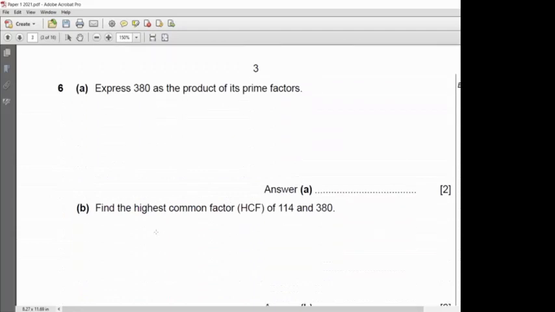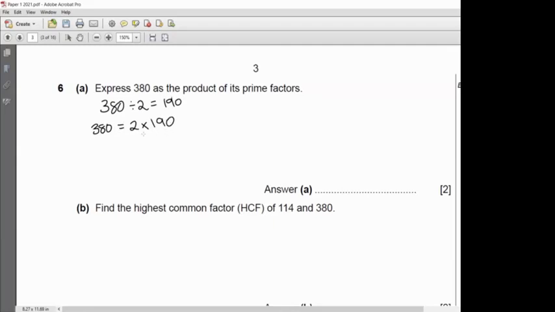Question 6, we have to express 380 as a product of its prime factors. So 380. Now, if you're not sure, start with the smallest prime factors. That's 2, 3, and 5. So you have 380. First, you divide it by 2. You get 190. So that means I can write 380 as 2 times 190.